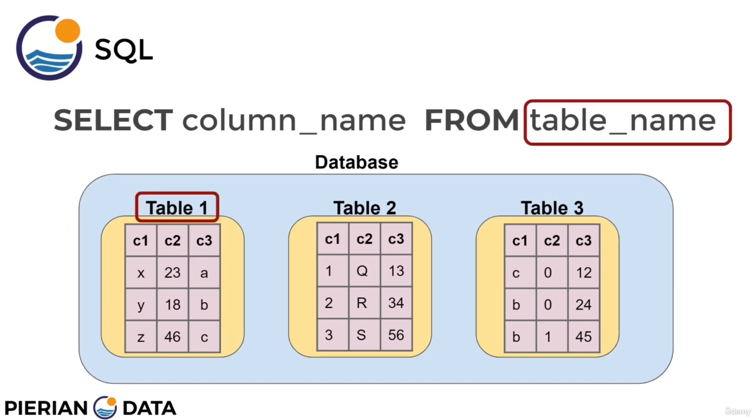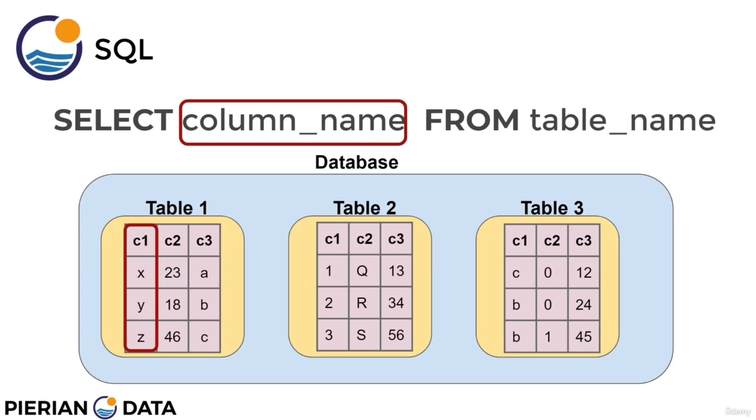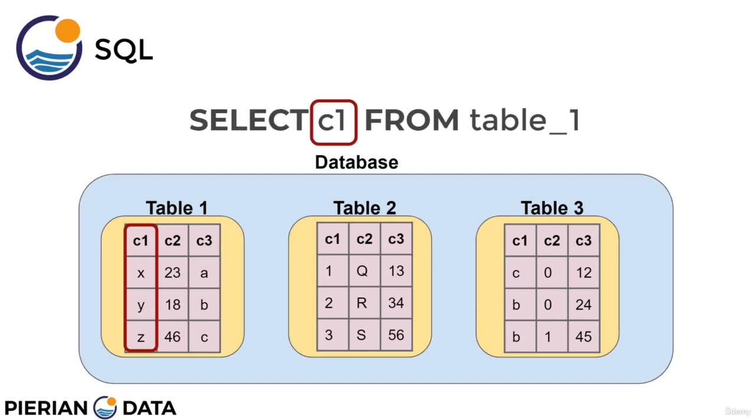So it takes a look at what table name you're looking at, and then it's going to take a look at the corresponding column name. So, for example, we could say select C1 from table 1, and it would look something like this. It's actually grabbing column 1, and it will return back that entire column, and X, Y, and Z.